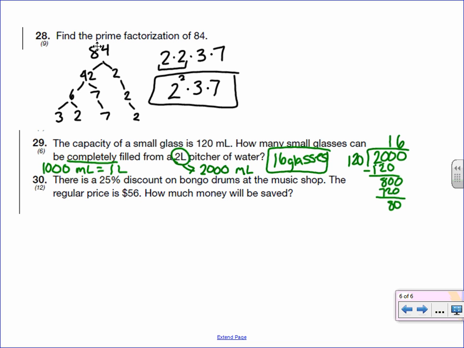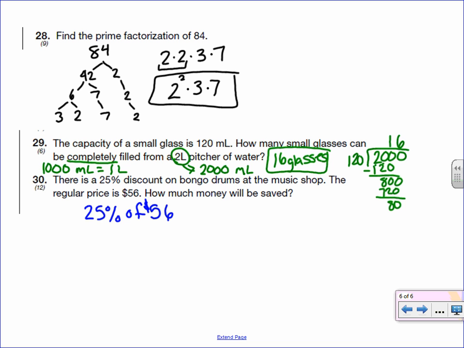There is a 25% discount on bongo drums at the music shop. The regular price is $56. How much money will be saved? So we need to know what is 25% of $56. And we could do this 2 different ways.